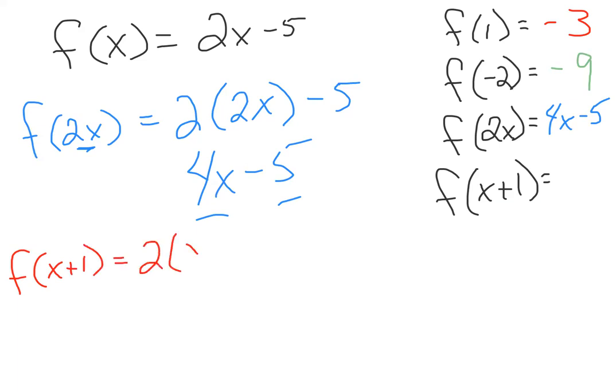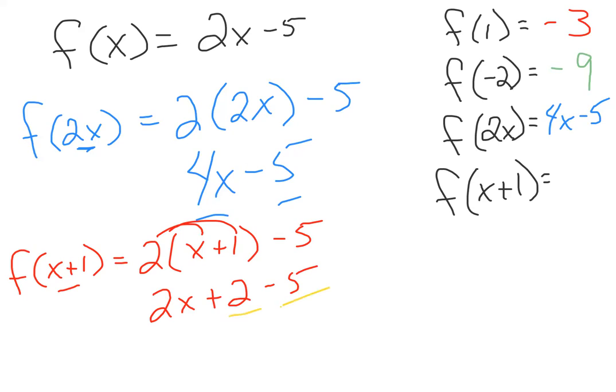It really is the same as before. Wherever the x is, I put a parentheses, backfill what was in my first parentheses. Now, the difference is, this time I've got to distribute. So 2 times x gives me 2x. 2 times 1 gives me 2. I'm going to combine like terms, though. 2 minus 5 gives me -3. So f of x plus 1 is 2x minus 3.